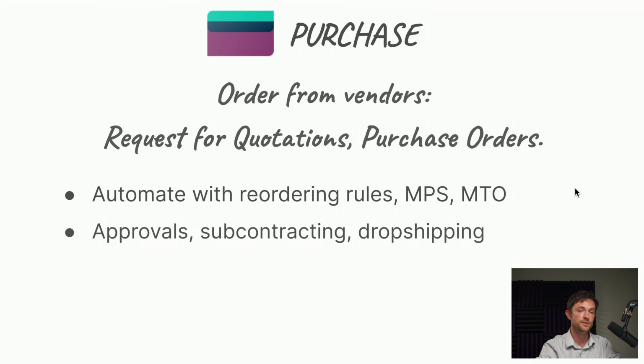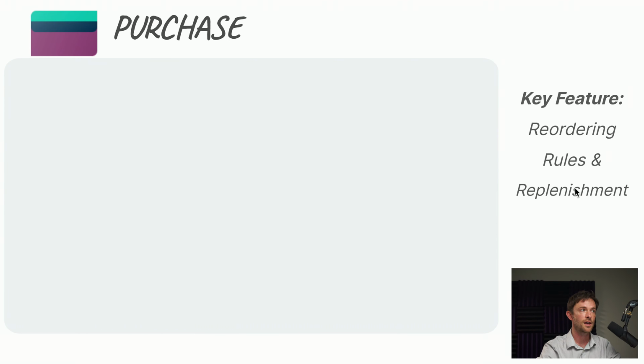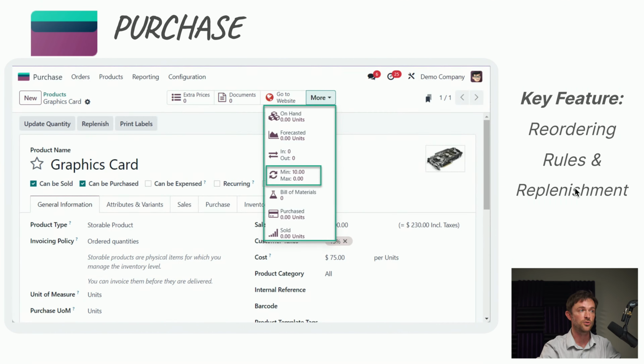Other popular features exist, like the approval levels, the ability to do subcontracting, and drop shipping. Those are all highlights too. And of course, it flows very neatly into accounting through making vendor bills off of your purchase orders. I'll highlight reordering rules because Odoo users tend to really love it.